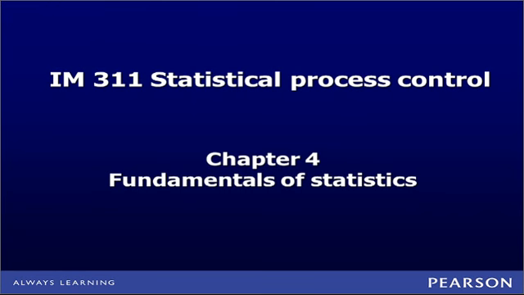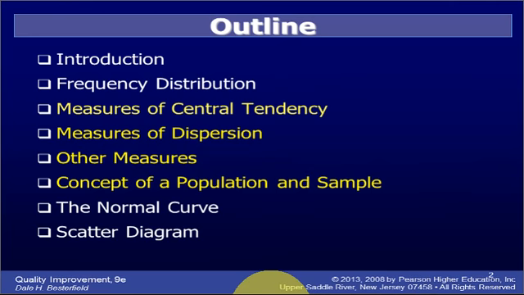Let's continue on chapter 4. Today we're going to finish the measures of central tendency and start talking about measures of dispersion and other measures, and finally introduce the concept of a population and sample.